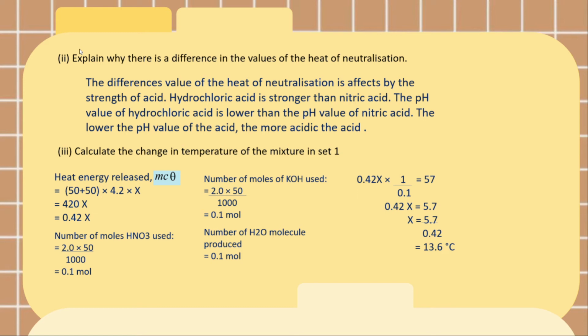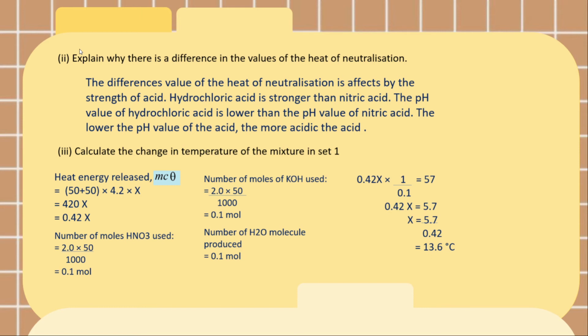Then we have to calculate the number of moles of nitric acid used and the number of moles of potassium hydroxide used. Both give us the same answer, which is 0.1. So here we can calculate the change in temperature. 0.42θ times 1 over 0.1 equals 57. Why 57? The value from table 4 shows the heat of neutralization is 57. So we put 57 and we got the answer 13.6. To conclude, the change in temperature of the mixture in set 1 is 13.6.